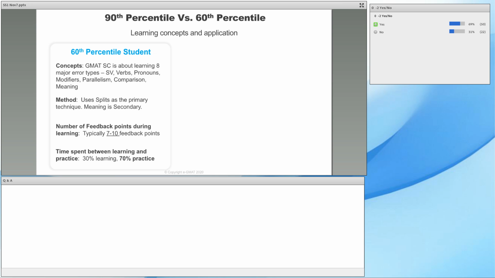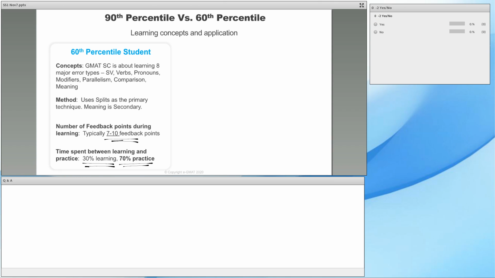And then if he can't find a whole lot of difference, then he kind of goes to the meaning overall. While studying, while learning concepts and in the learning application stage, a 60th percentile student gets about 7 to 10 feedback points on his or her preparation. And with regards to learning versus practice, out of those 40 hours that we talked about, a 60th percentile student spends about 30% of that time, so about 12 to 15 hours learning, and about 70% of his or her time practicing.